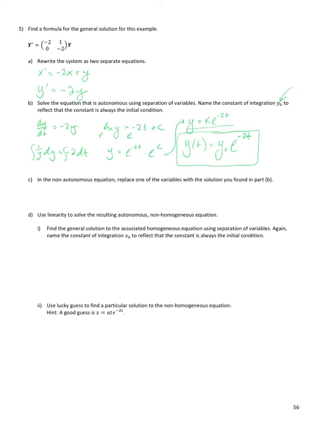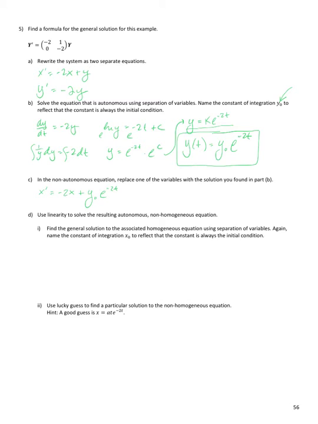Okay, in the non-autonomous equation, the x prime equation, we're going to replace one of the variables with the solution we found in part B. We'll replace y. So x prime equals negative 2x plus, instead of y, we have y naught e to the negative 2t. And then we're supposed to use linearity to solve the resulting autonomous, non-homogeneous equation. So that's the three-step process, linearity.